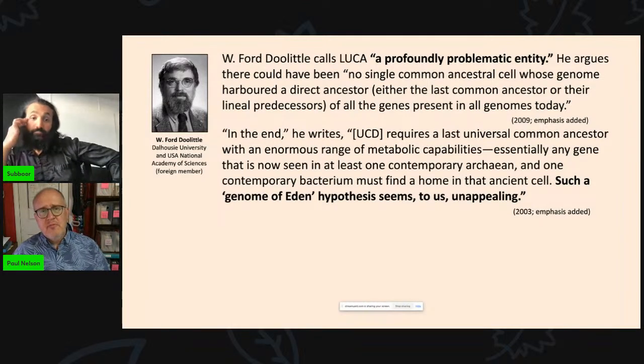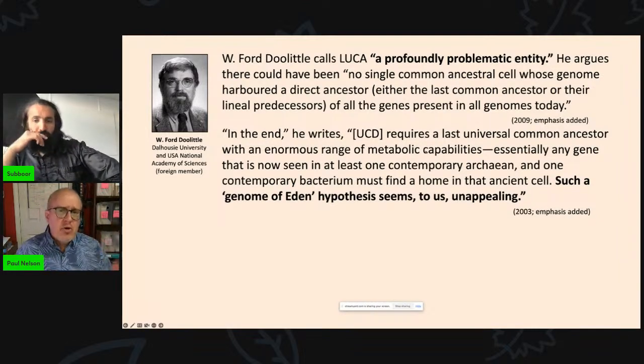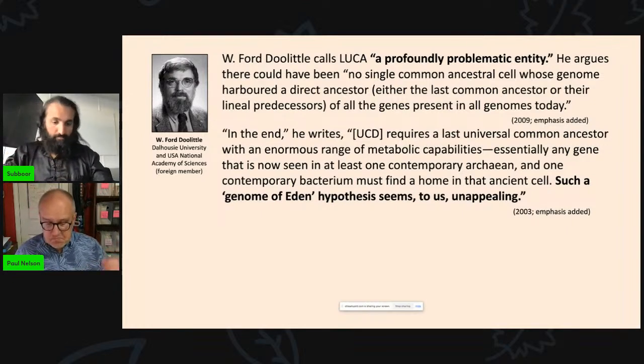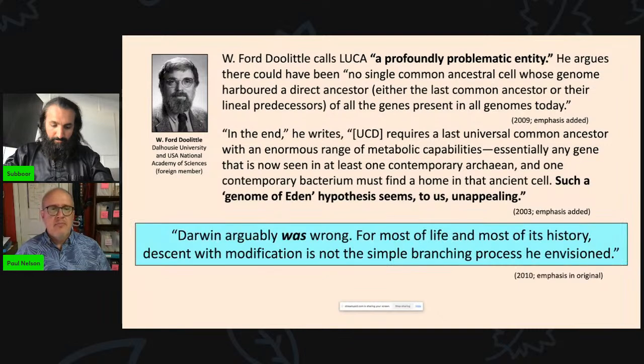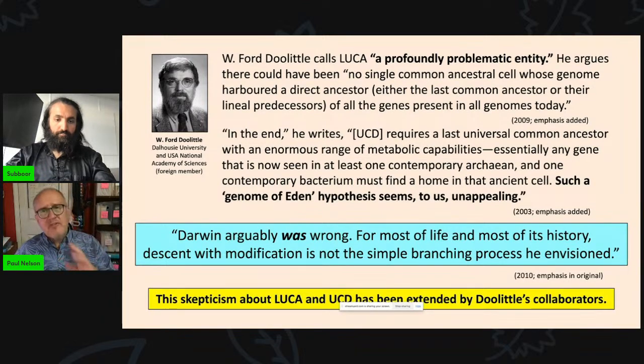One of the reasons for that conclusion, held by Doolittle, he says, is it would require an enormous genome, what he calls a genome of Eden. And that hypothesis, he says, with some Canadian understatement, is unappealing. In 2010, so that's 13 years ago now, he said Darwin arguably was wrong. And this emphasis, by the way, is in the original. That's Doolittle's italics. For most of life and most of its history, descent with modification is not the simple branching process Darwin envisioned.